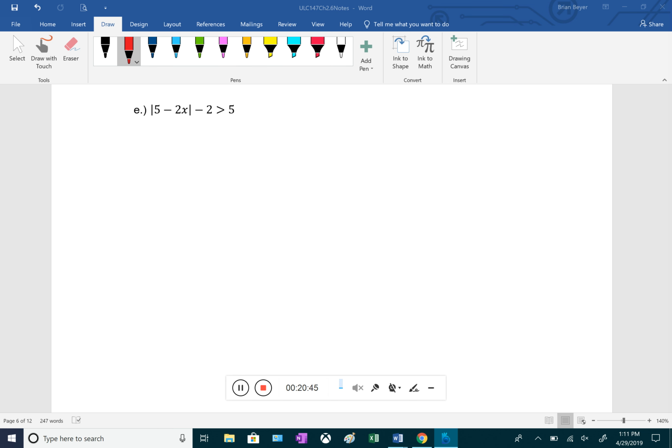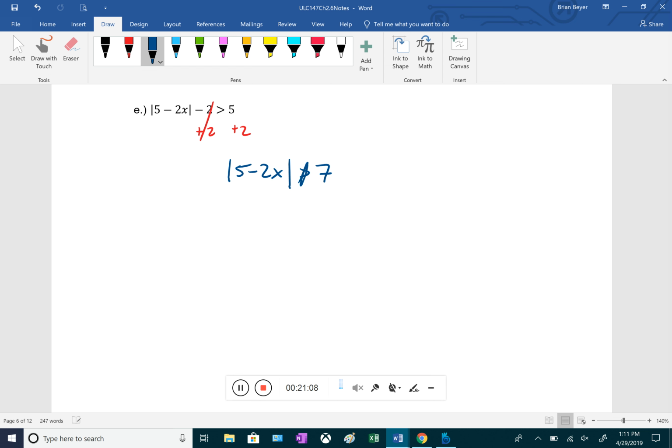So the absolute value of 5 minus 2x, minus 2, is greater than 5. We have to isolate the absolute value by adding 2 to both sides. So we get the absolute value of 5 minus 2x is greater than 5 plus 2, so 7. Once we have this isolated, we are going to look at the inequality.